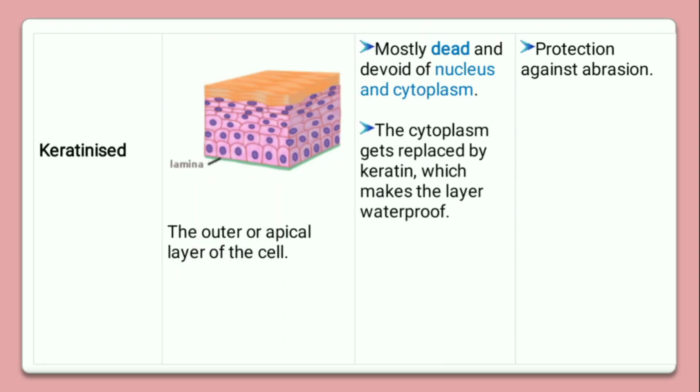Let's see the keratinized epithelium. You can see this type of tissue in the outer or apical layer of the cell. So the location of keratinized cells is the outer or apical layer. The structure of these cells is that mostly they are dead and devoid of nucleus and cytoplasm. The cytoplasm gets replaced by keratin, which makes the layer waterproof. You can see this orange one is keratin, which replaces the cytoplasm, and this makes the layer waterproof. So the function of this tissue is protection against abrasion.